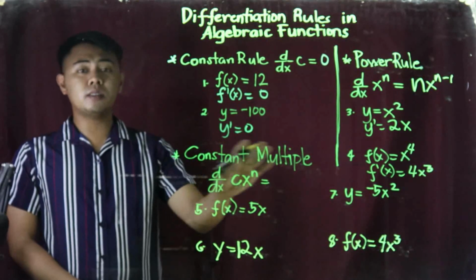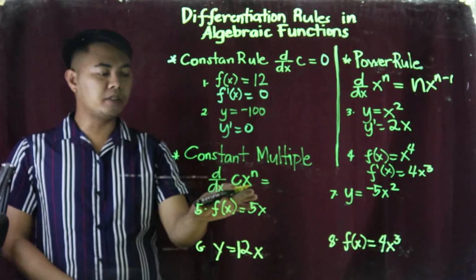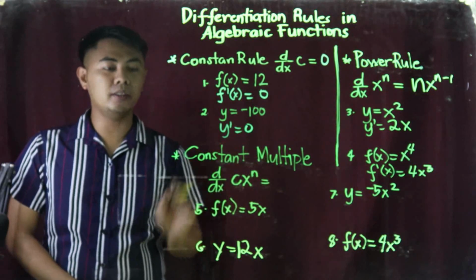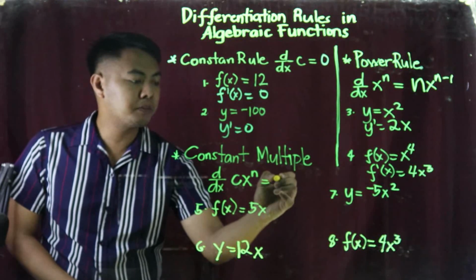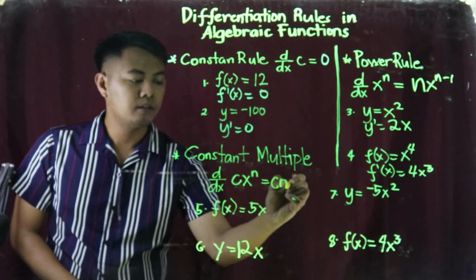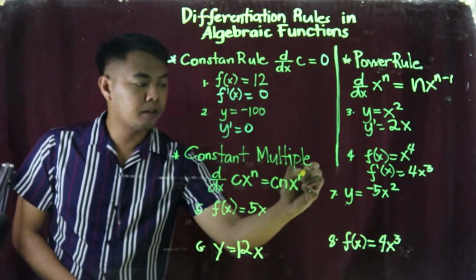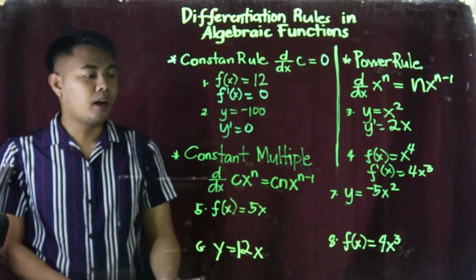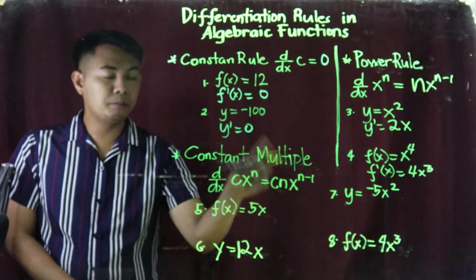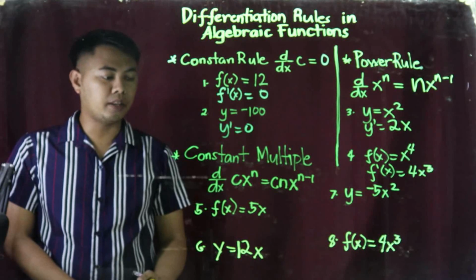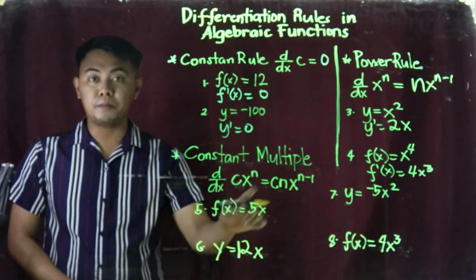Next, the constant multiple rule. The derivative of a constant times x raised to n: simply multiply n to the coefficient. So we have c times n times x raised to n minus 1. After multiplying n to the coefficient, also subtract 1 from the exponent n.